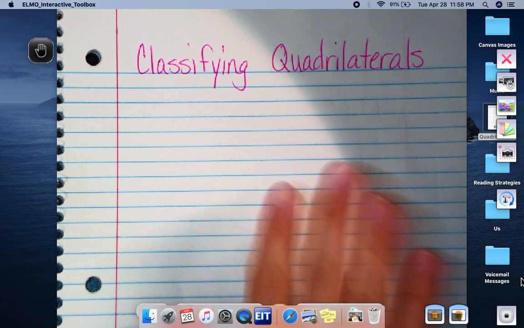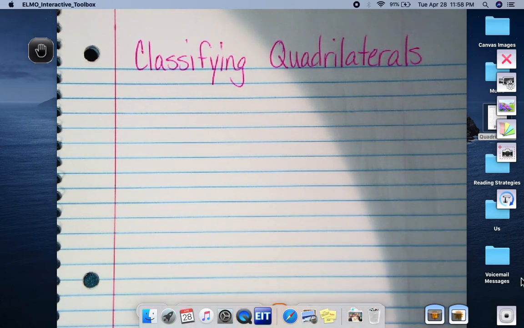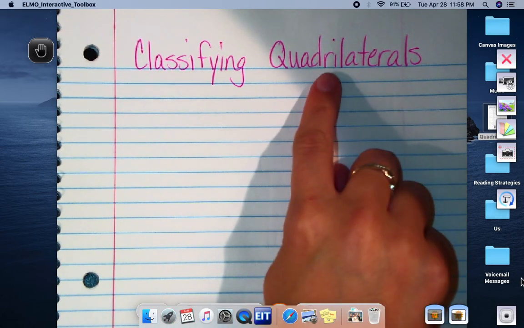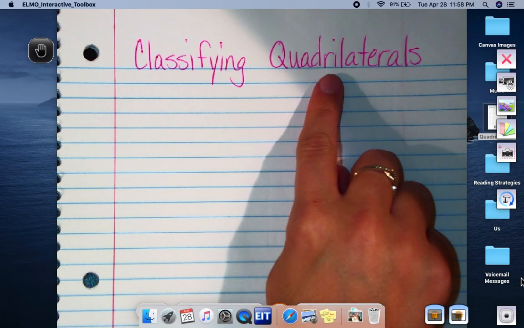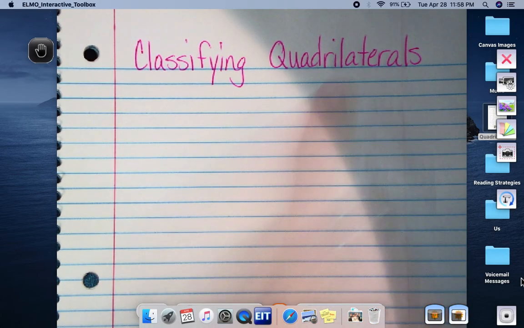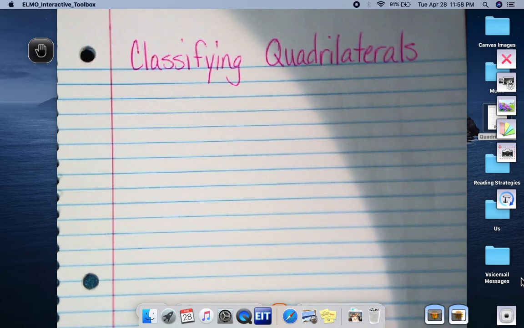As a fourth grader, about to be a fifth grader, you need to know what quadrilaterals are, and they have some fancy names based on different characteristics they have. So before we get into the shapes, let's just review.